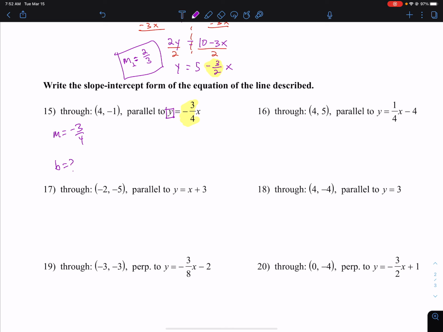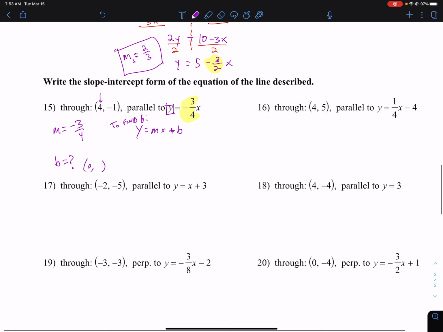But I don't quite know the y-intercept. The y-intercept is any point that has 0 for x. You notice this doesn't have 0 for x. It has a 4. So there's going to be another way we can find the y-intercept. So we know that the form is y equals mx plus b. We already have the m, so this is to find the b. This is what you do.